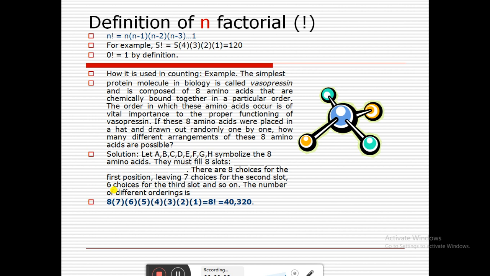Solution. Let us take these 8 amino acids and name them A, B, C, D, E, F, G, H. They must fill 8 slots.